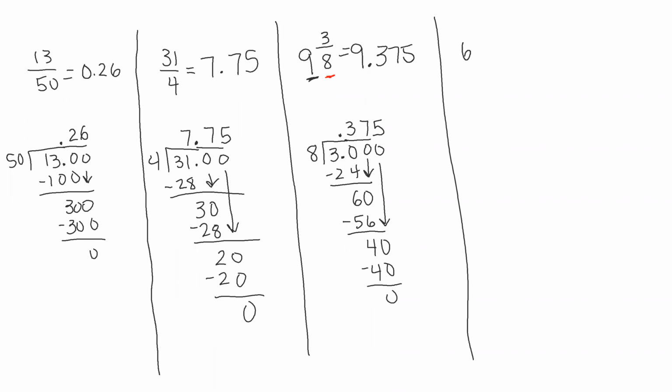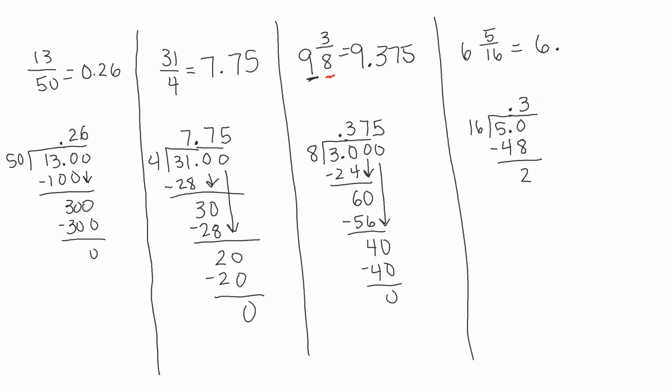So let's say I have 6 and 5/16. So we've got another mixed number. We know the 6 is just going to be the part before the decimal. And then 5/16 goes after the decimal. Now, 16 won't go into 5, but it will go into 50. In fact, 16 goes into 50 3 times. 3 times 16 is 48.